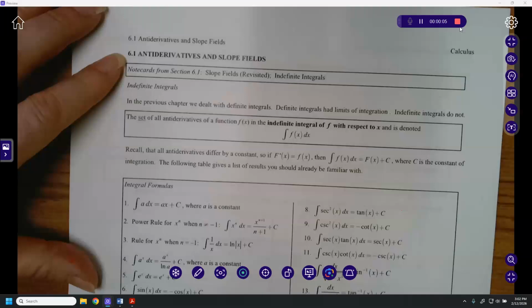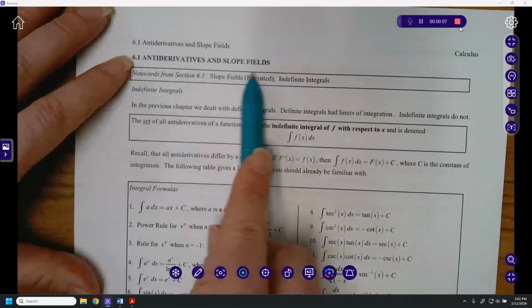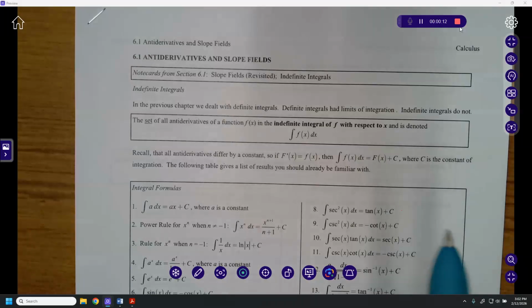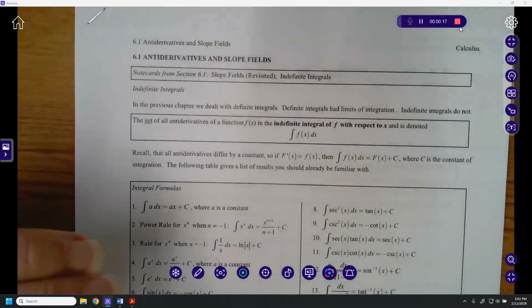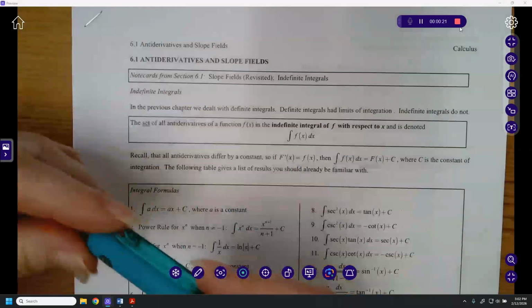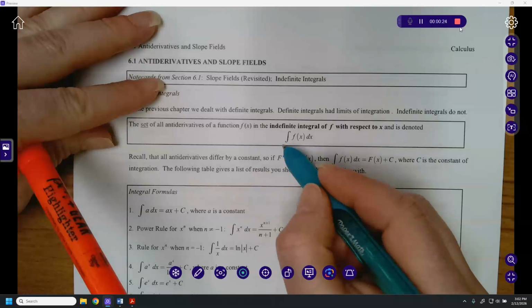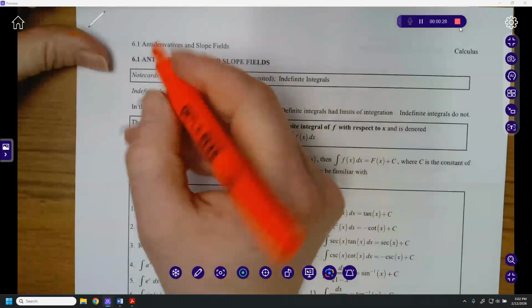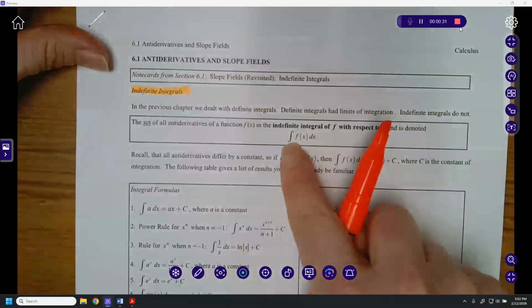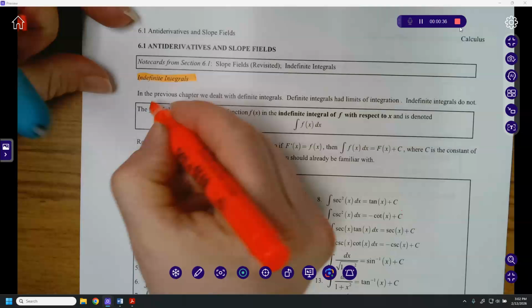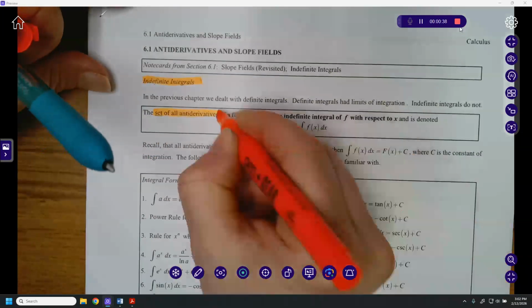So today we're talking about general antiderivatives and slope fields. You have been working with antiderivatives all last unit because we used them to evaluate definite integrals, and so we had endpoints on that. So today we're going to talk about what an indefinite integral is, and an indefinite integral doesn't have an a and a b there. So in an indefinite integral, it's going to be the set of all the antiderivatives of the function.